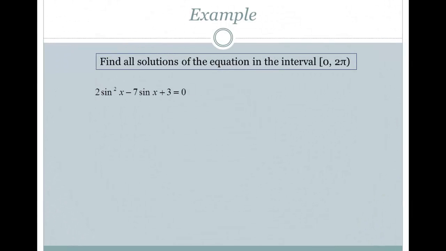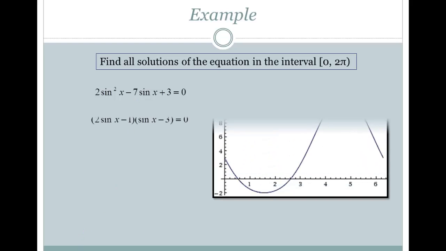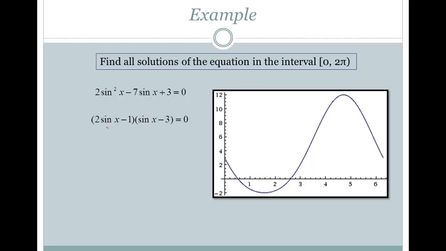Let's do another one. Here I can factor right away. If I factor this, 2 sine x minus 1 times sine x minus 3, and I'm on the interval of 0 to 2 pi, it looks like I'm looking for 2 zeros. And so again, just like we did in the last problem, I want to set each of these 2 terms equal to 0. So I'm going to get sine of x is equal to a half, or sine of x is equal to 3.